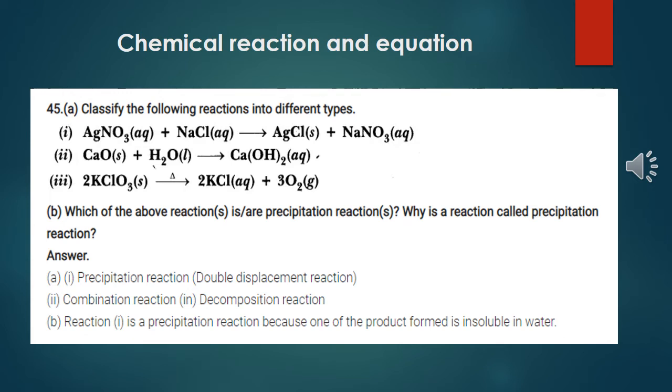Now part B, which of the above reactions is a precipitation reaction? Answer is the first one. Why is it a precipitation reaction? The answer is because it forms an insoluble product.